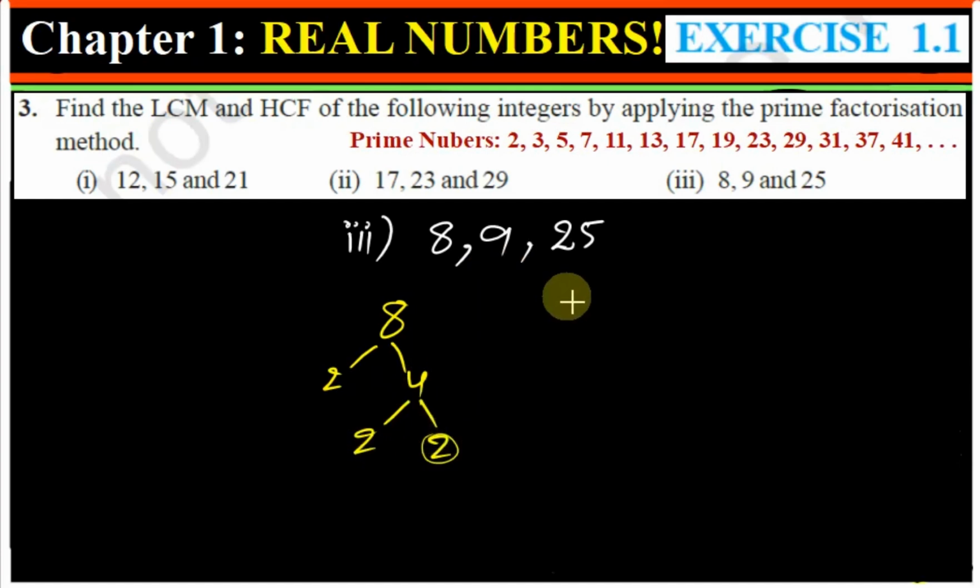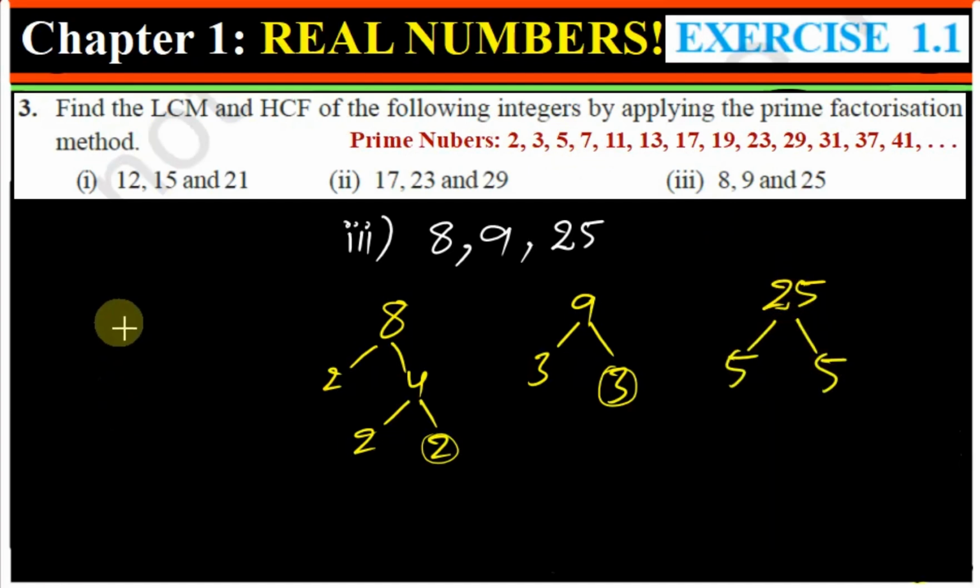Then let's take the next number, that is 9. 9 is an odd number, so we'll choose the next prime number, that is 3. If we divide it by 3, 3 times 3 is 9. So we got prime numbers, and we'll stop. Now let's take the next number, 25. This 25 cannot be divided by 2 or 3, so we'll take the next prime number, that is 5. 5 times 5 is 25. Therefore we can write 8 as a product of prime factors: 2 into 2 into 2, that is 2 raised to the power 3. And 9 can be written as 3 square and 25 can be written as 5 square.